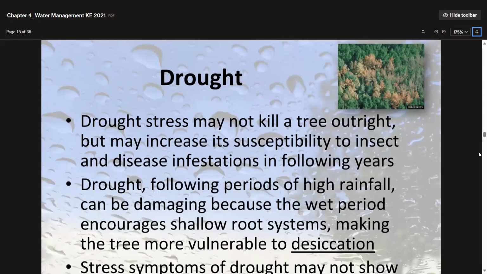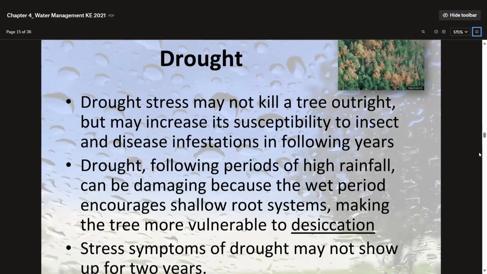All right, drought stress may not kill a tree outright, but it does increase the susceptibility to insect and disease infestations in following years. Like I said, it's releasing that stuff, and now the insects are going to move in. Drought following periods of high rainfall can be damaging because the wet period encouraged that tree to put out a shallow root system, making the tree even more vulnerable to desiccation, right? So now I've got shallow roots. I'm not even going to get the water at the bottom that would be available to me because I didn't put roots out down there.